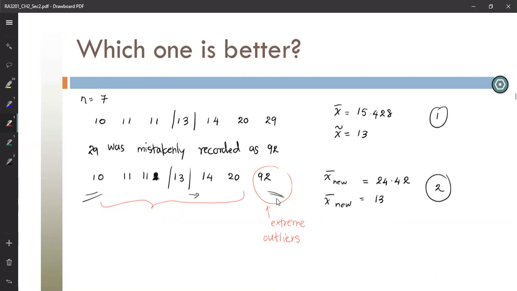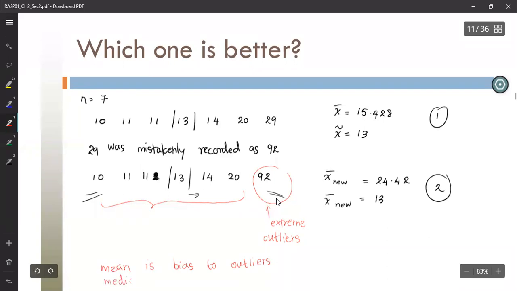Now you can see that if there are outliers in your data set, the mean is not going to be a good measure of central tendency, because it is biased. We say the mean is biased to outliers. On the other hand, the median is not. We say the median is resistant to outliers.